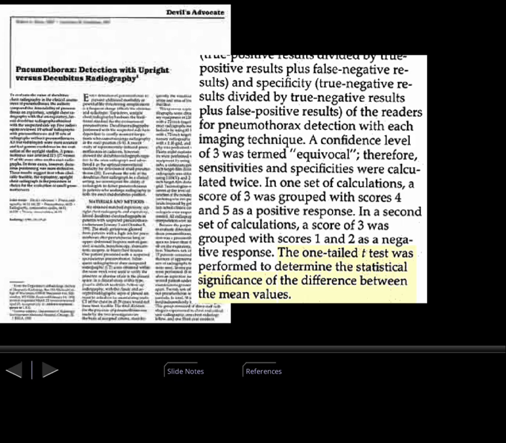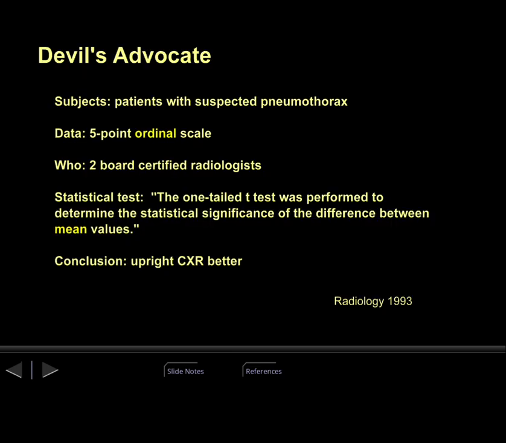A study directly rebutting the previous article was subsequently published. These authors performed a similar study, analyzing the different positions in a group of patients suspected of having a pneumothorax. These authors used the same ordinal scale to score each radiograph.